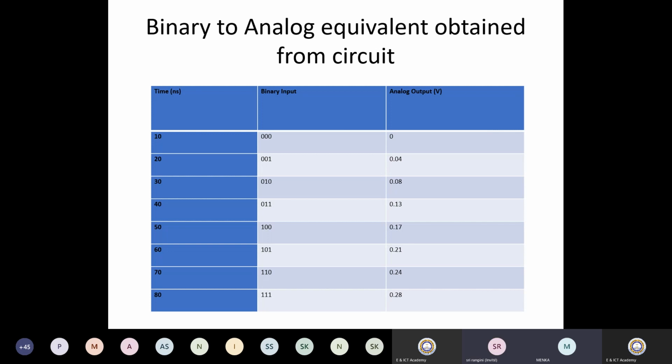Then what analog output do we actually obtain? All zeros gives 0, 001 gives 0.04, and likewise. You can see there is a little bit of deviation from the exact values. This deviation is visible from the graph in the previous slide, which we have already seen, and that is why we are going to calculate DNL and INL, so that everybody can find out how much it is deviating from the actual value of the D to A converter.